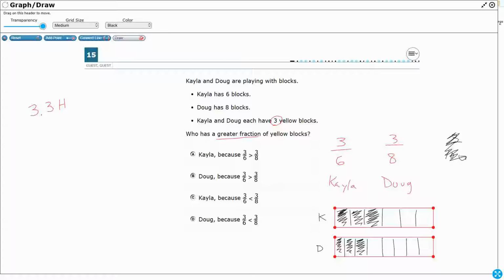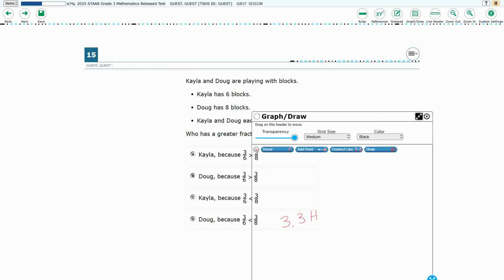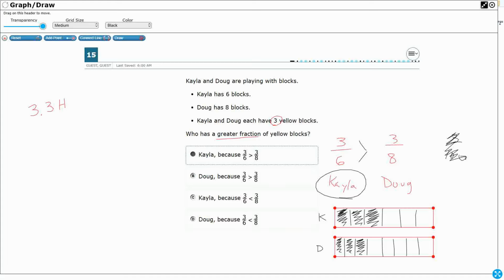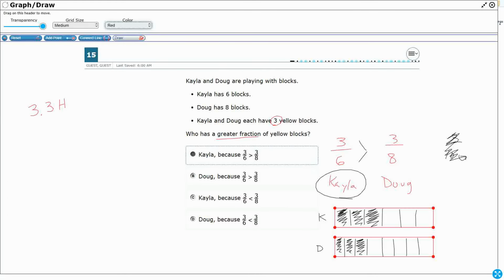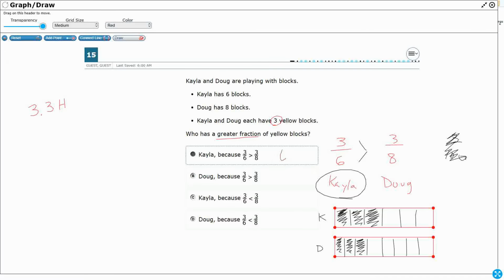So Kayla's got more because 3/6 is larger than 3/8. And so our answer here is A. Now, how did we do? Well, we had 60% of our students get that, so not bad.